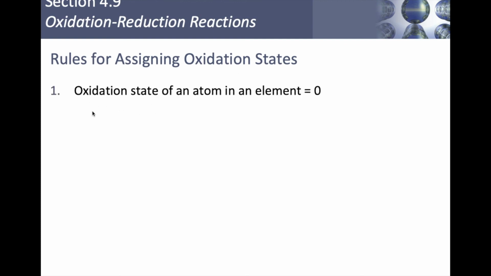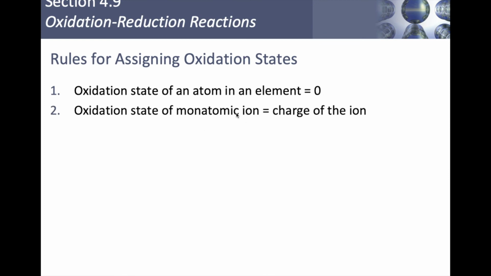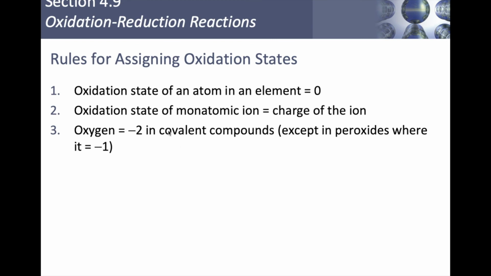So the first thing is that the oxidation state of an atom in an element is always going to be equal to 0. The second is that if we have a monoatomic ion, meaning like Cl- or Na+, your oxidation state is going to be equal to the charge of that ion. So Na+ has a +1 oxidation state. Cl- has a -1 oxidation state. Oxygen is always going to be an oxidation state of -2 in a covalent compound. There are exceptions where we have peroxides and then they're -1, but we don't really deal with peroxides in here.